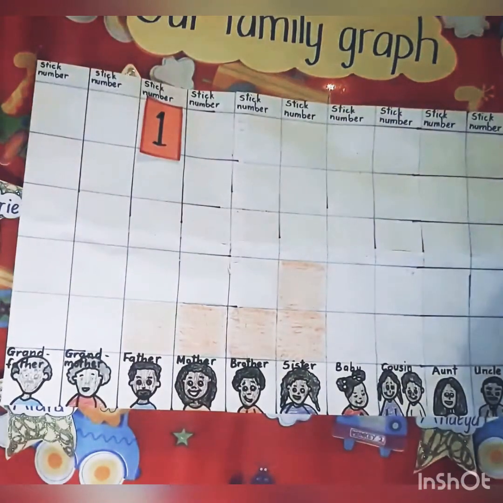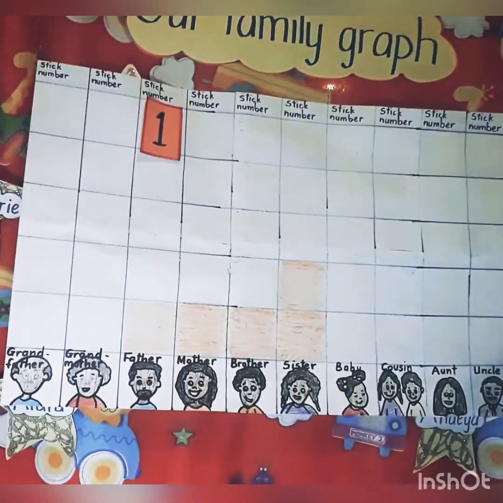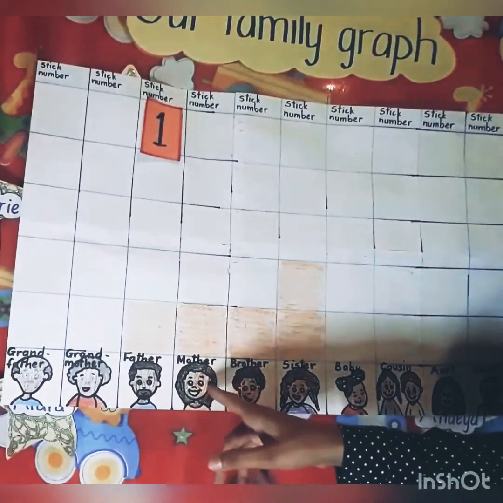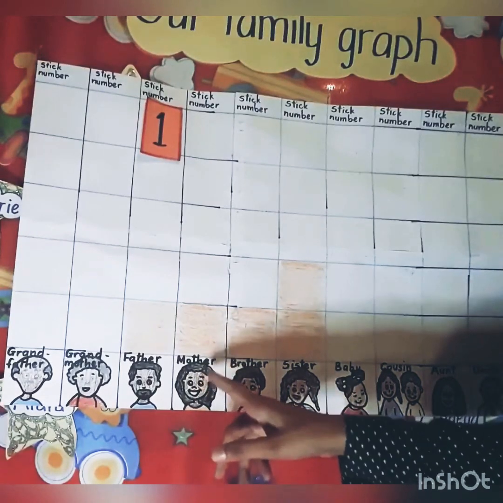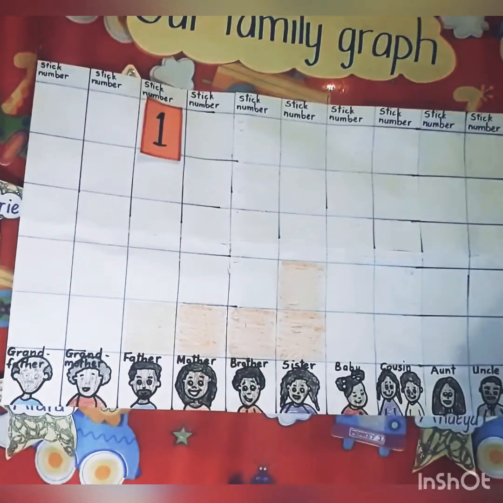Okay. Let's look at the fourth picture. Who are you seeing in the fourth picture? Mother. So let's count the number of squares that we colored above mother. I colored 1 square. So I have to stick what number? The number 1. So you can go ahead and stick yours.